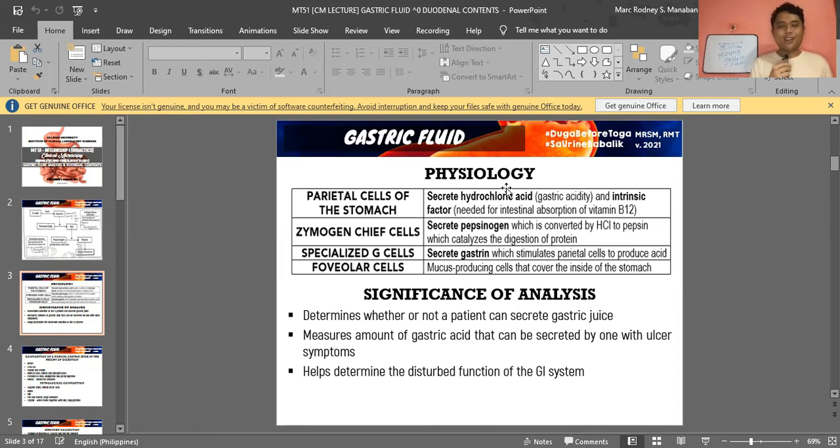Which parasite competes for your sources of vitamin B12 in your body? Hence, it can cause megaloblastic anemia also. Who is this? Diphyllobothrium latum. Okay. The tapeworm, fish tapeworm, broad tapeworm.